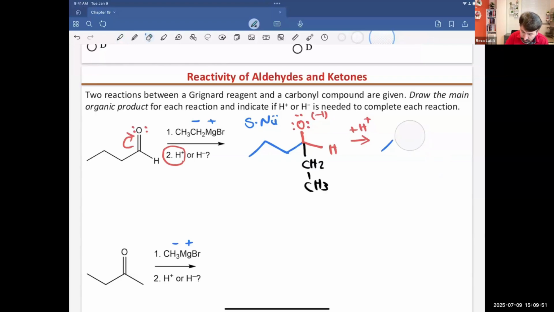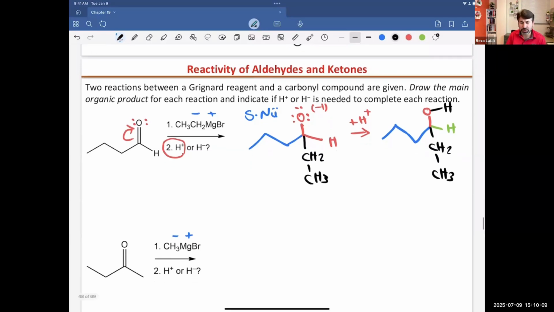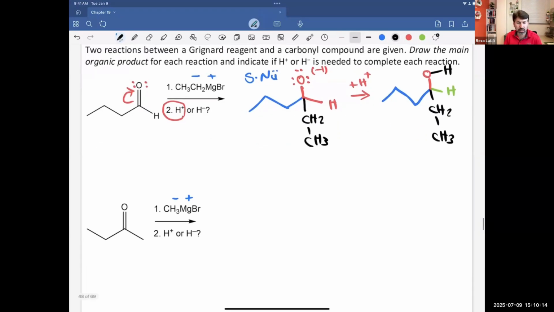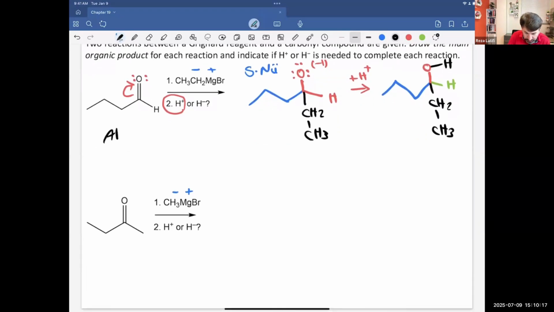I need to rearrange it. So we have 1, 2, 3. And then we have hydrogen here, and this is going to be CH2CH3, and here we will have OH. So first step, addition of the nucleophile, and next step, we add H plus to it. And this one is an aldehyde.